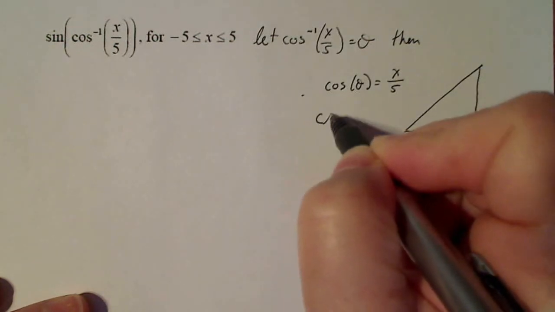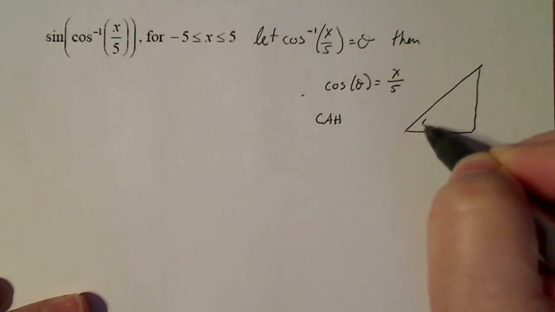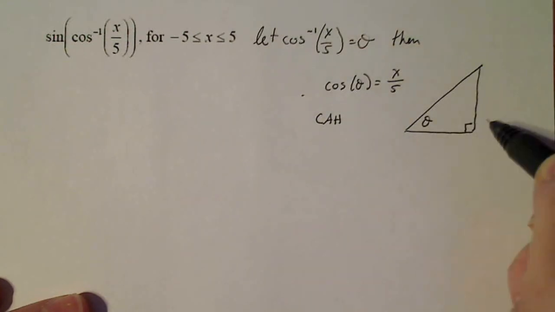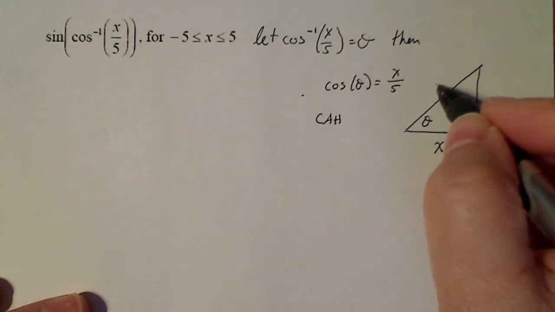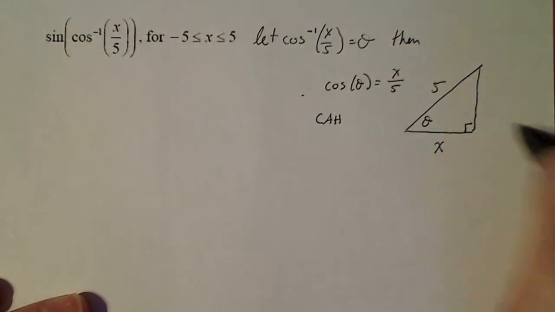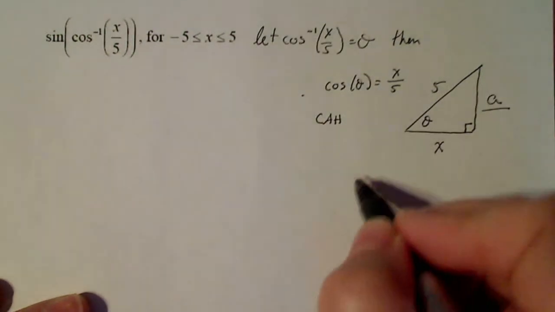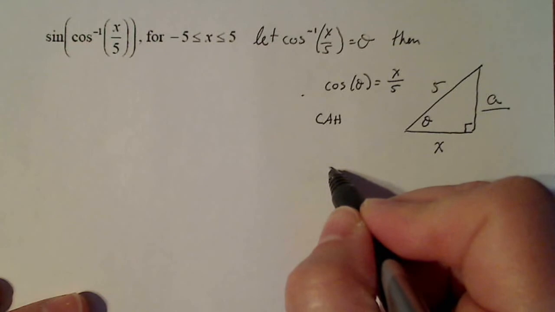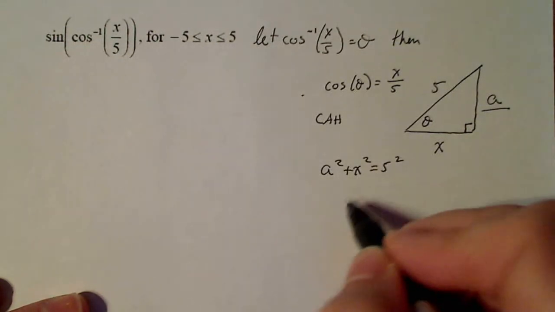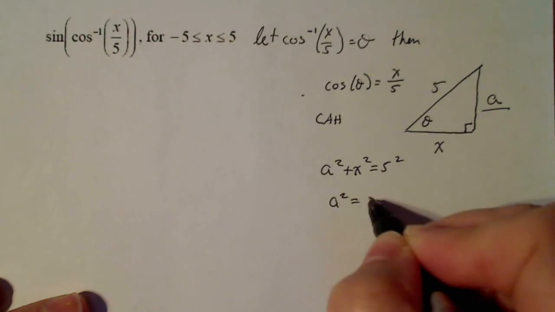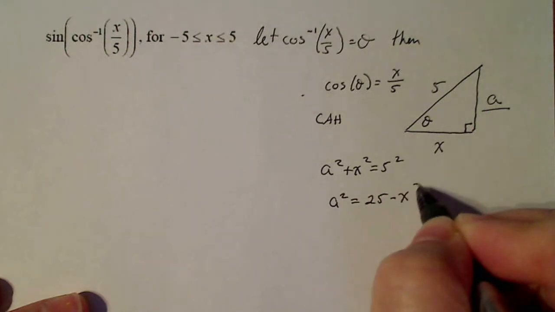And I'm going to use the CAH part, where if this is my angle theta in a right triangle, cosine of theta is supposed to be adjacent over hypotenuse. And then I need to find this third side, and we'll call it A. So I know by the Pythagorean theorem that a squared plus x squared equals 5 squared. A squared equals 25 minus x squared.